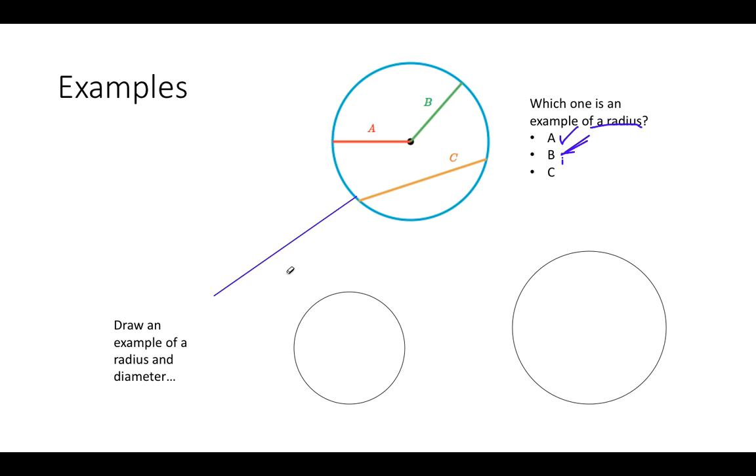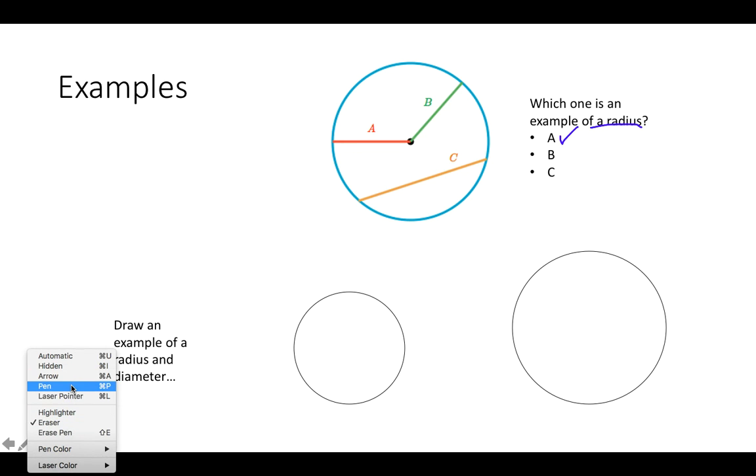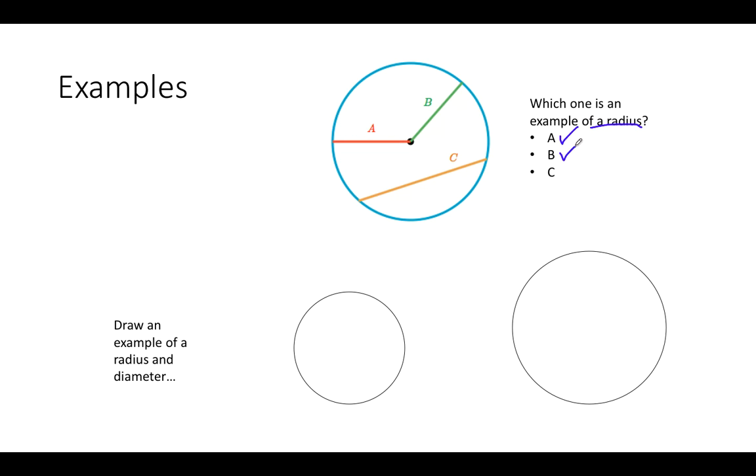So let's just get rid of this. I was just trying to draw, and it doesn't always work. It kind of makes a mess. So we know this one is not true.